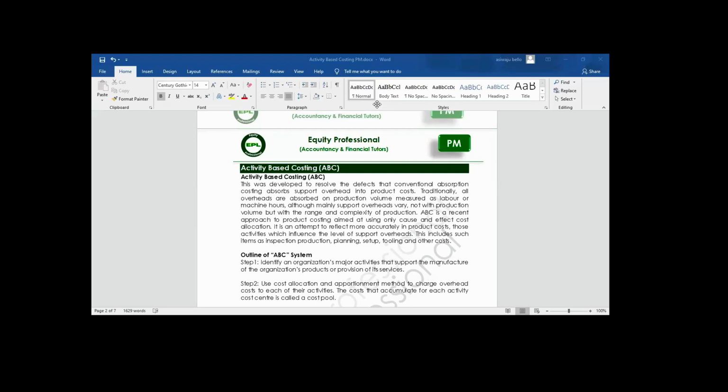Activity-based costing was developed to resolve the deficiency of the traditional absorption costing method. Traditionally, all overhead costs are absorbed on production volume, measured as labor or machine hours. Look at it here, please. Traditionally, all overhead costs are absorbed.